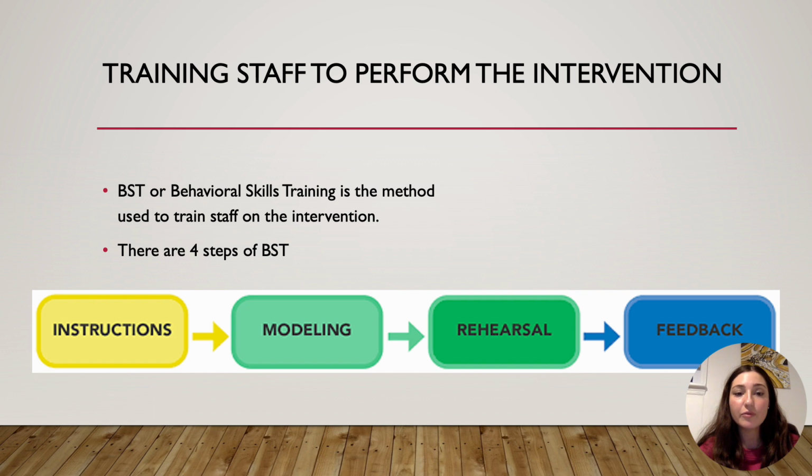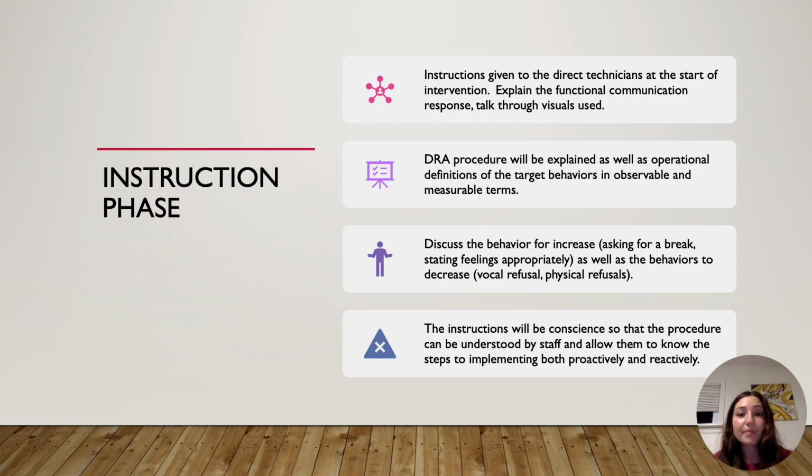To train staff, we'll use BST, or behavior skills training, and there are 4 steps: instructions, modeling, rehearsal, and feedback. There will be instructions given to direct technicians at the start of the intervention, and this phase will focus on explaining the functional communication response that will be taught as the alternative to vocal and physical refusals. Visual aids can be discussed in this phase, and the DRA procedure will be explained, as well as the operational definitions and target behaviors in observable and measurable terms.